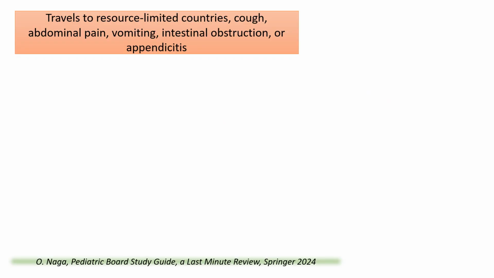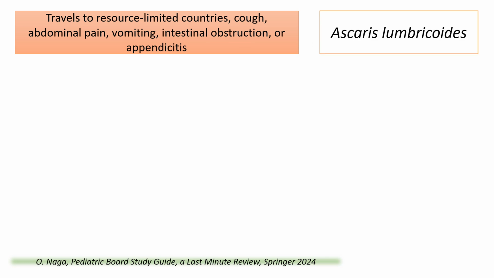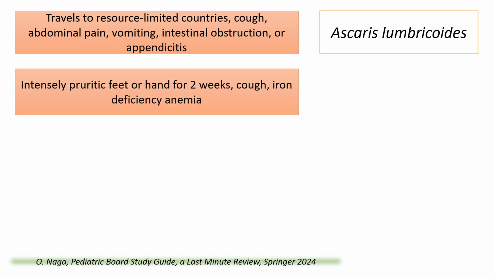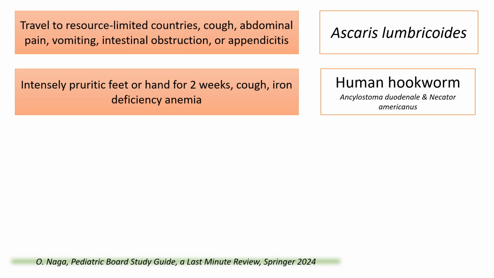Travels to resource-limited countries, presenting with cough, abdominal pain, vomiting, intestinal obstruction, or appendicitis. What is the most likely cause? Ascaris lumbricoides. Intensely pruritic feet or hands for 2 weeks, cough, iron deficiency anemia. What is the most likely cause? Human hookworms, for example, Ancylostoma duodenale or Necator americanus.